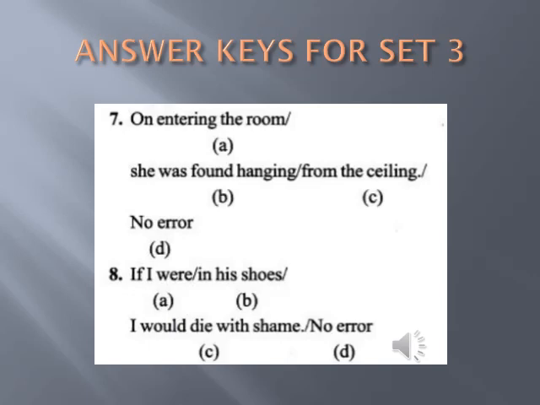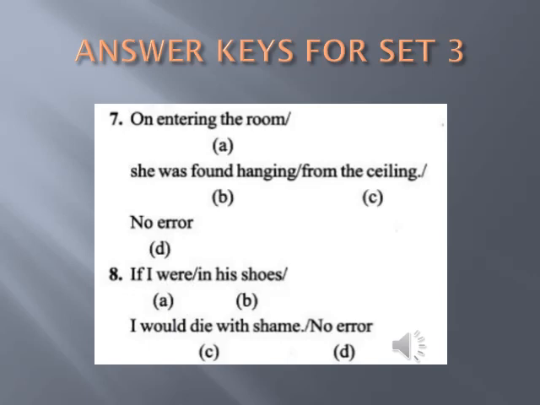On entering the room, she was found hanging from the ceiling. Answer is B. And here you see it's very, very ambiguous when you say she was found hanging. The woman found hanging, right? On entering the room, the woman found hanging. Okay, but here she found hanging, that will be right sentence. So on entering the room, it was found that the woman was hanging from the ceiling, or she found hanging from the ceiling. So therefore the error is in B.